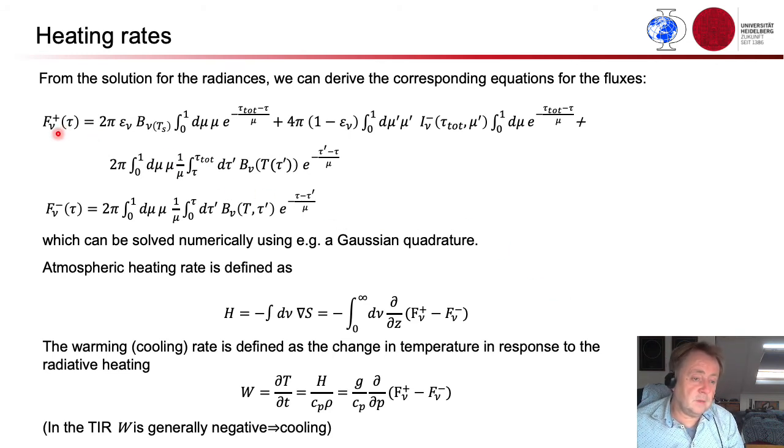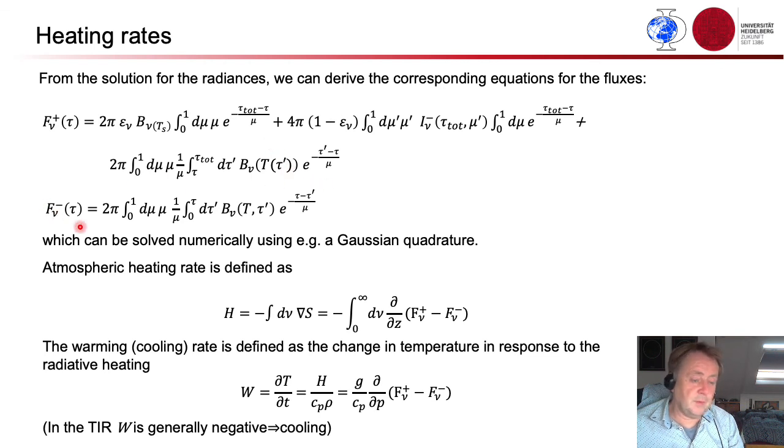So we calculate the upward flux F plus at the frequency nu, and that is just the integral of the radiances over the cosine of the upward directed radiances. So that's why we have here the integral from 0 to 1 of d mu times mu, which we have to calculate, and this occurs in all these three contributions. It's just a result from the previous equation.